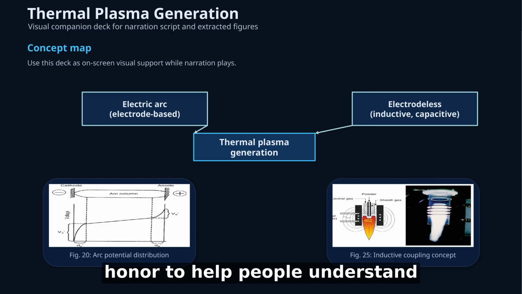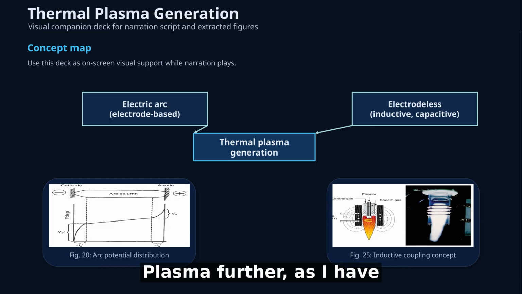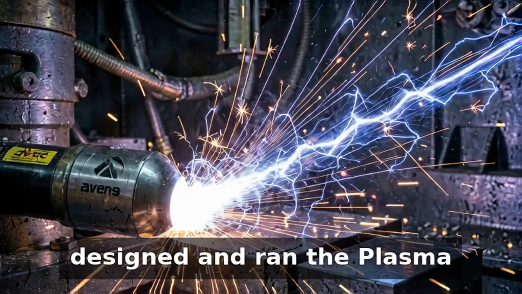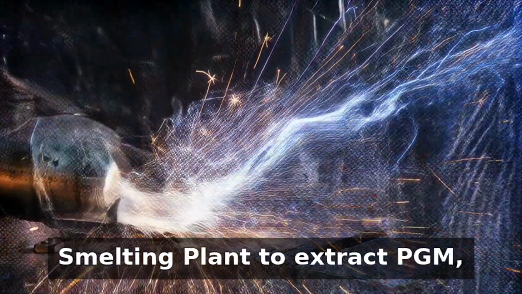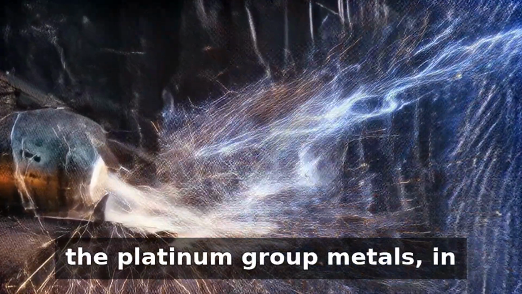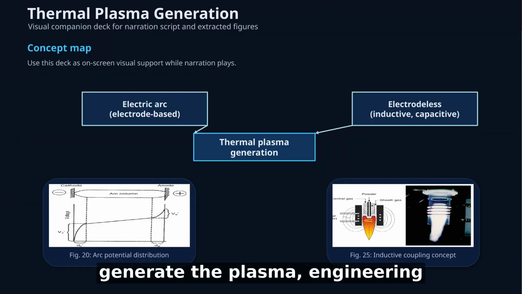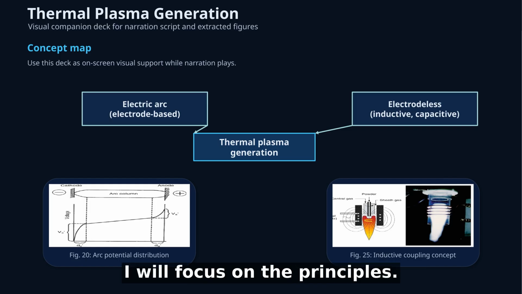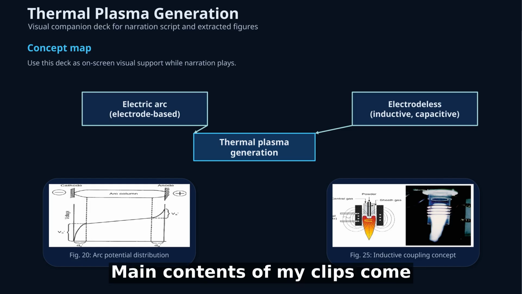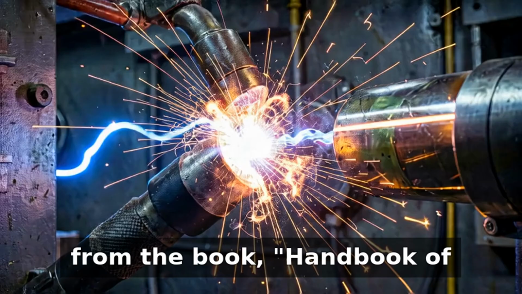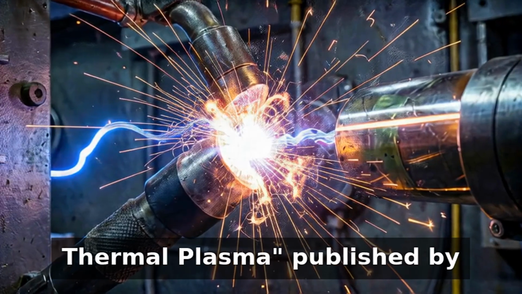It is my honor to help people understand plasma further, as I have designed and run the plasma smelting plant to extract PGM, the platinum group metals, in South Korea. Today's theme is how to generate plasma from the engineering point of view. I will focus on the principles. Main contents of my clips come from the book Handbook of Thermal Plasma, published by Springer.